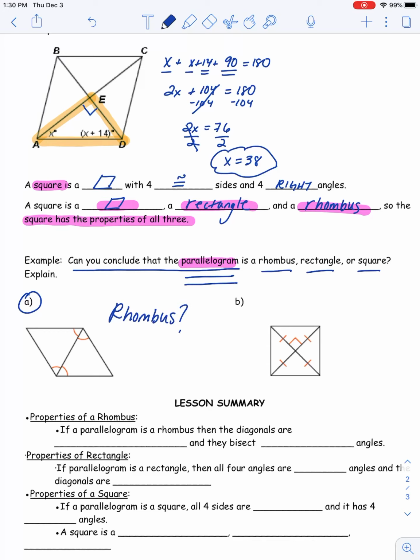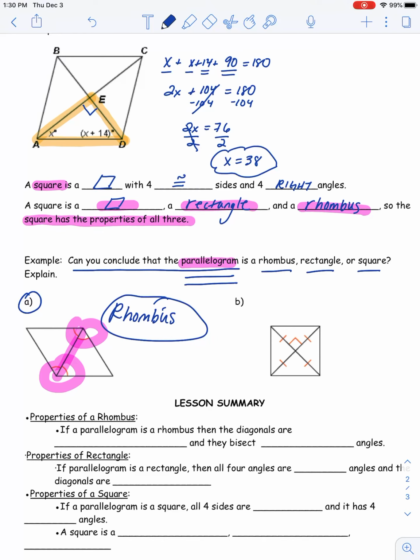Well, if you go back to your notes, on the first page, it says that a rhombus bisects a pair of opposite angles. Does this diagonal bisect a pair of opposite angles? The answer is yes. So instead of saying rhombus question mark, we're going to say yes, it's a rhombus for sure.